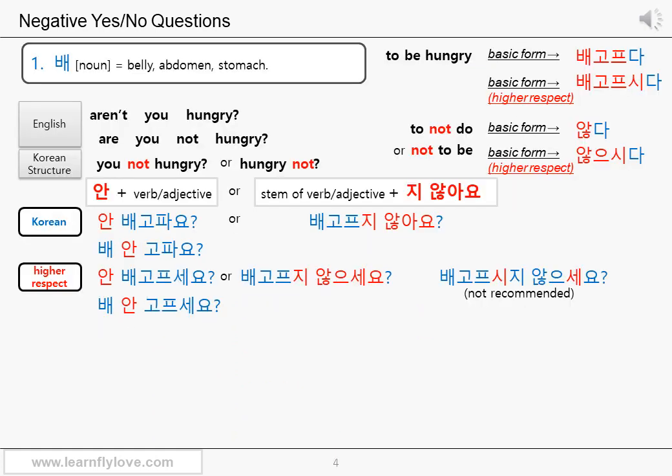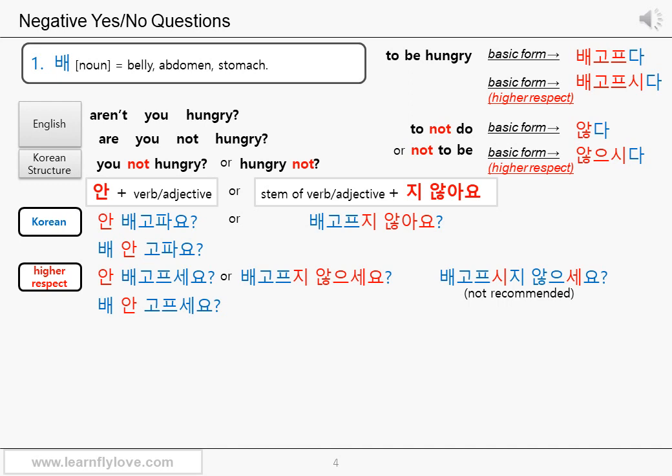Let's make a general negative yes-no question. We already learned about this in lesson 4, part 4. Therefore, nothing is new about this. You just need to add a question mark at the end and make a rising sound with the last letter of the sentence. That's it.